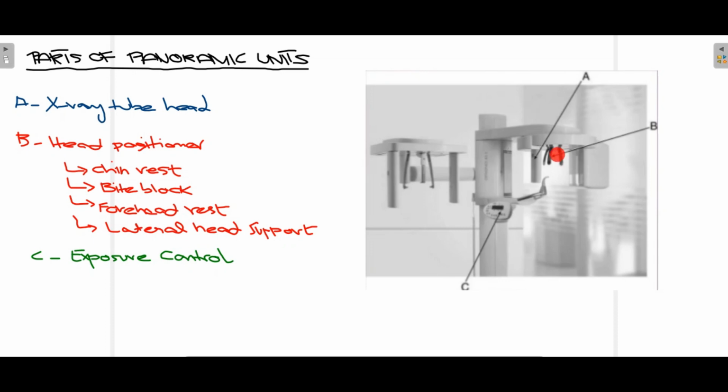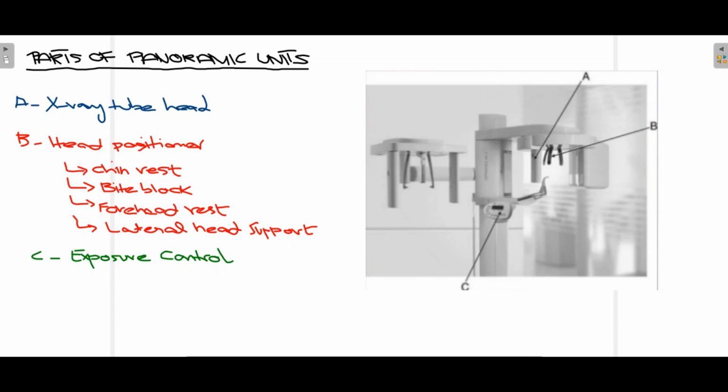Now this structure over here marked with B is the head positioner. It consists of different parts. We have the chin rest, the bite block on which the person's teeth are biting, the forehead rest, and the lateral head support. All these structures support the patient's head so that the head is upright and in a proper position and it's not slanting, because if it's slanting the OPG generated will also be slanting and it will be difficult for the practitioner to observe the X-ray properly.